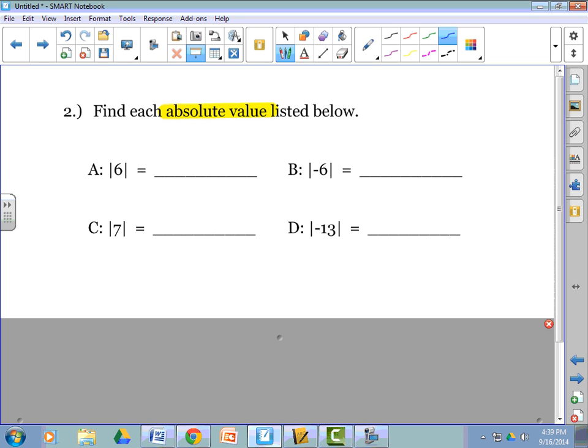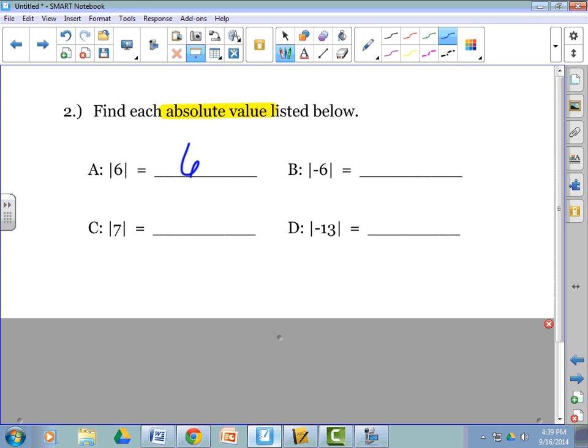Take a second if you want to pause this to do these on your own and then turn it back on to see what the answers are. I'm just going to go right into the answers. So go ahead and pause if you'd like to. But the absolute value of 6, that number is 6 places away from 0 on a number line, so it's positive 6. The absolute value of -6.